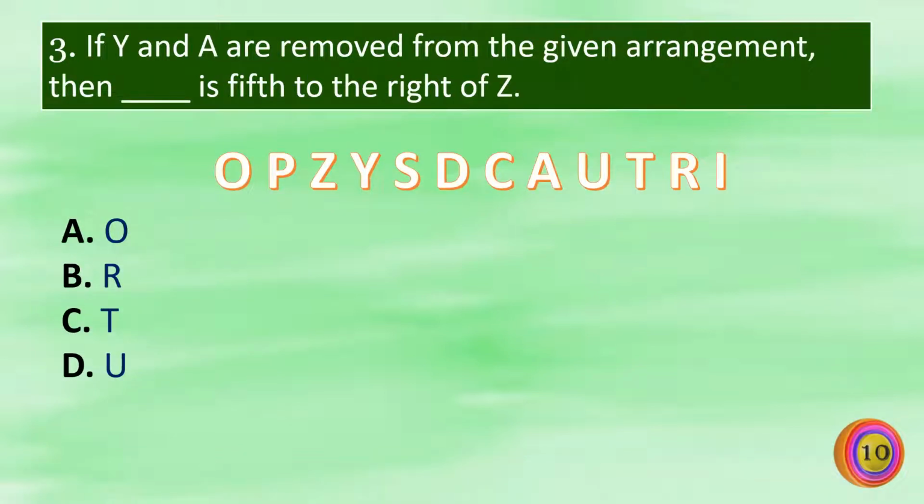If Y and A are removed from the given arrangement, then dash is fifth to the right of Z. The answer is T.